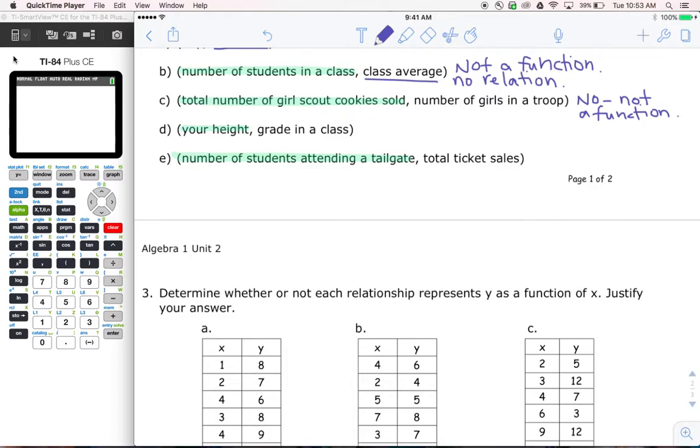It's too vague. Example D, your height and your grade in a class. Y'all, we know that your height does not affect your grade in the class. We're going to say not a function, no relation.